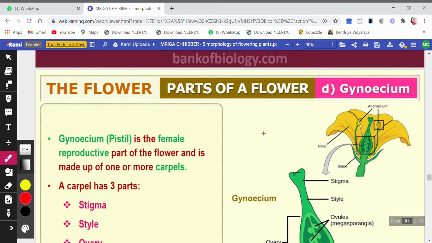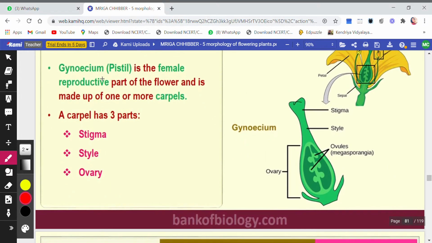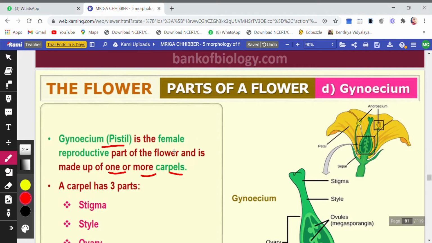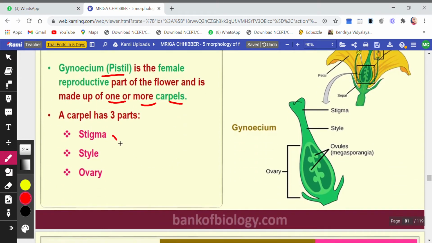Today we are going to discuss the next part of the flower, the female part of the flower, which is also known as gynoecium. Gynoecium, also known as pistil, is the female reproductive part of the flower and is made up of one or more carpels. Each carpel has three parts: the stigma, the style, just a passage you can say, and the ovary.